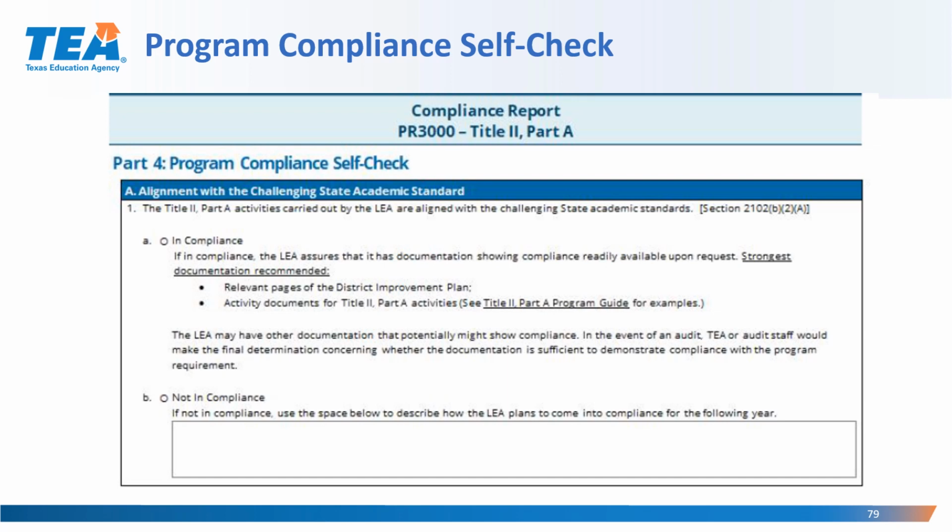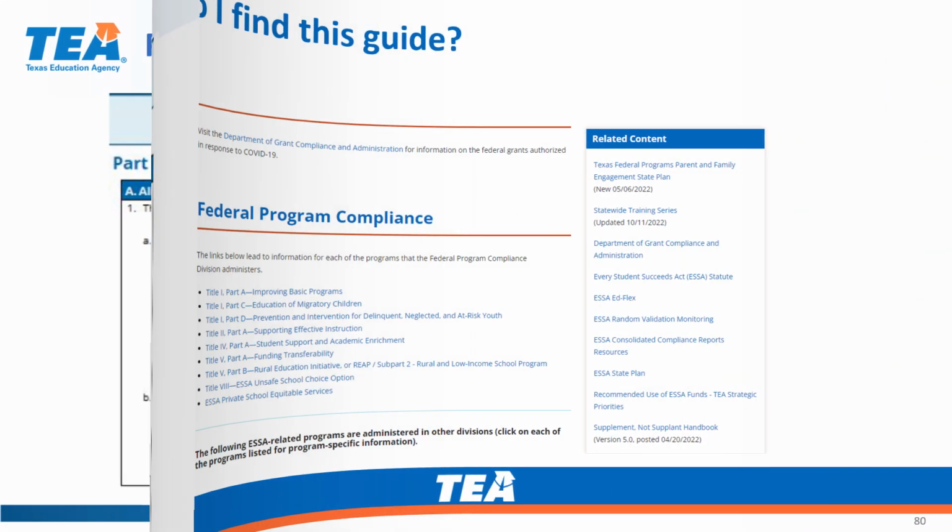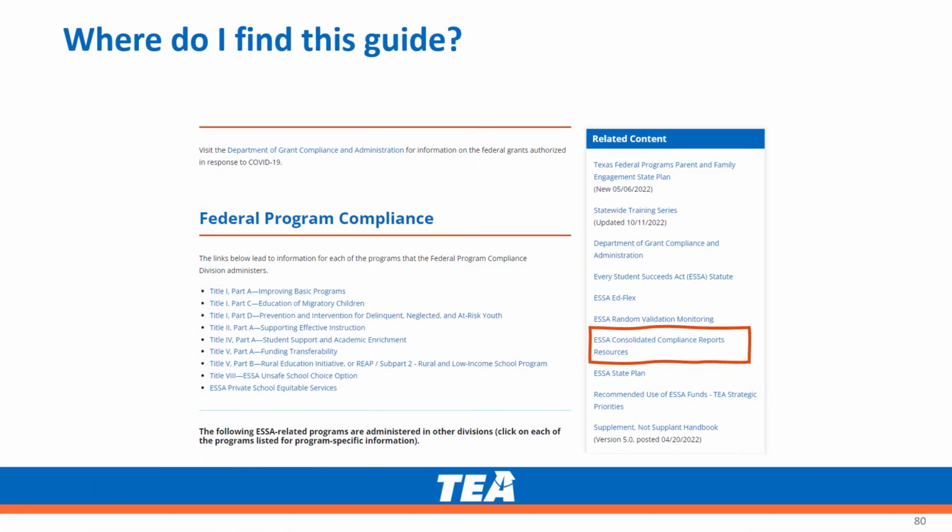Here's an example of one of the program compliance self-check items. As you can see, the answer choices are in radio buttons. If the LEA selects not in compliance, the LEA will have space to describe their plan to be in compliance next year. This guide might be found under the ESSA Consolidated Compliance Report Resources link that is available in the Federal Program Compliance webpage.